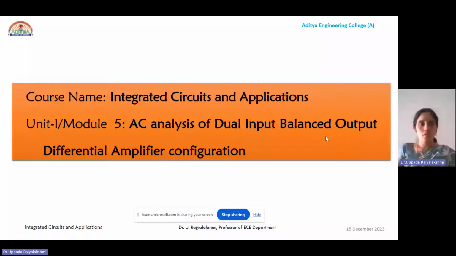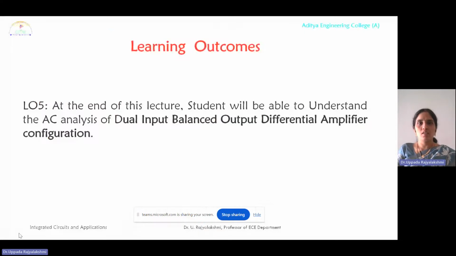Hello everyone. Today we are going to discuss module 5 of integrated circuits and applications. So coming to module 5, in this module we are going to discuss the AC analysis of dual input balanced output differential amplifier configuration. In the last module we discussed the DC analysis of the various differential amplifier configurations. Now let us discuss the AC analysis.